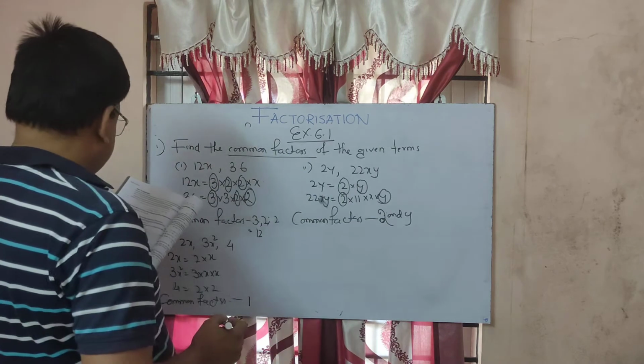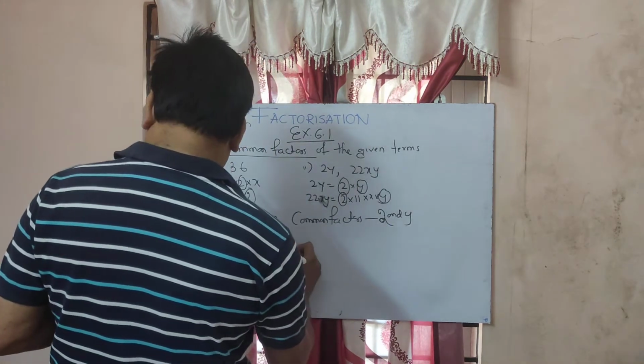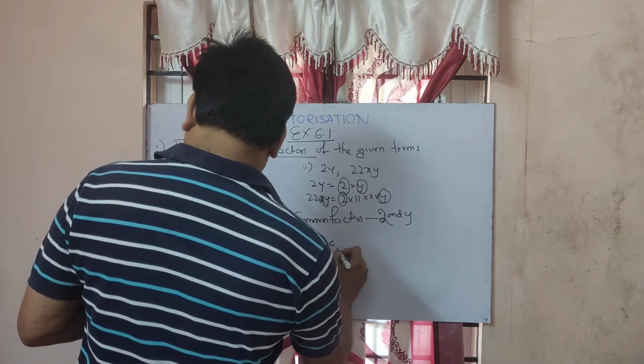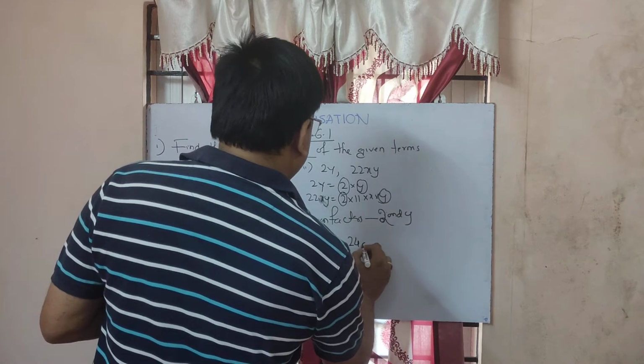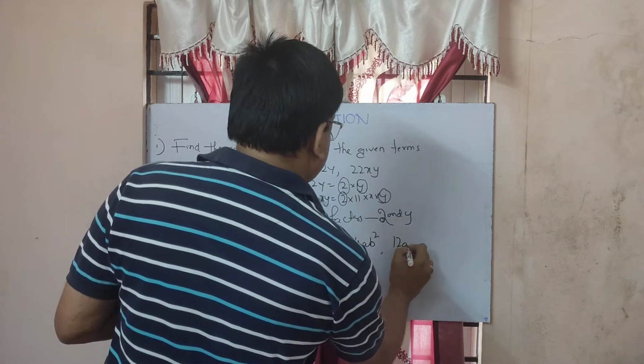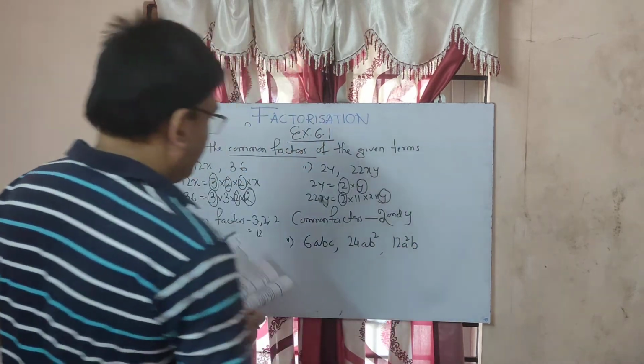Then the next, the fifth one, we'll do it now: 6ABC, 24AB square and 12A square B.